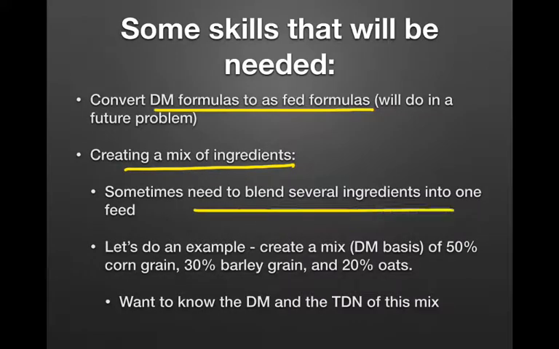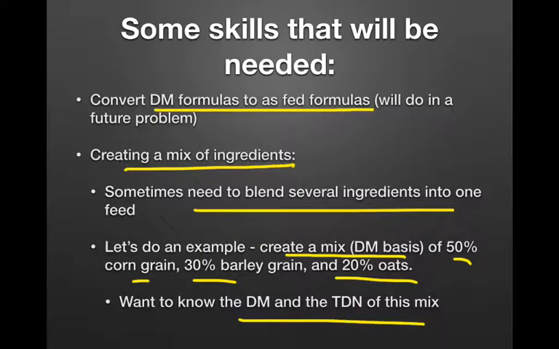Sometimes we've got to blend several ingredients into one feed just to make it a little easier, especially on the hand calculations. Sometimes you buy it in. We're going to do an example where we want to create a mix on a dry matter basis that's 50% corn, 30% barley, and 20% oats. So these amounts are given to us on an as-fed basis, and we want to make this mix, find out on the mix on a dry matter basis, what the TDN and that is of this mix.